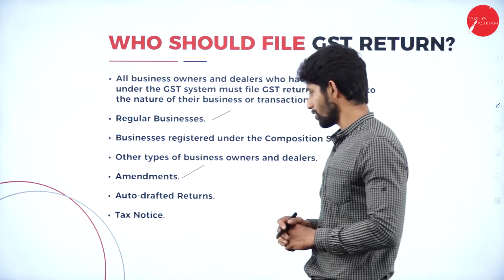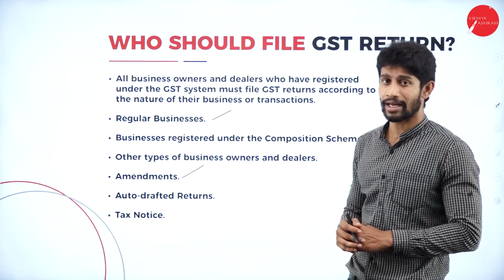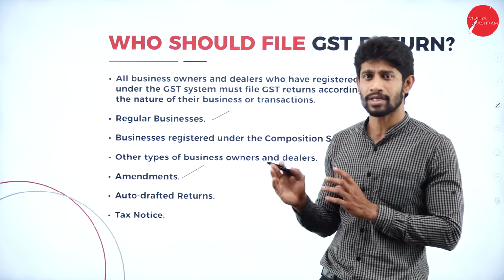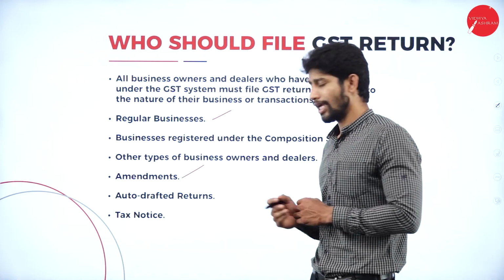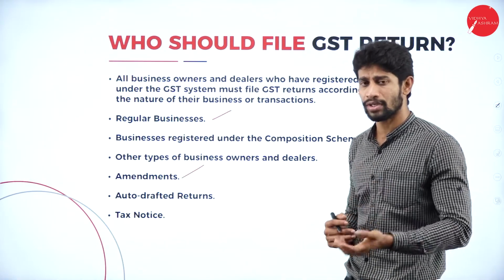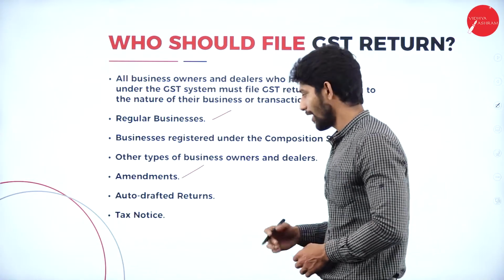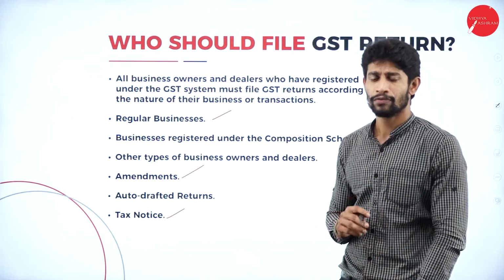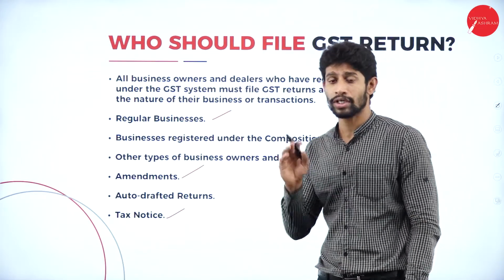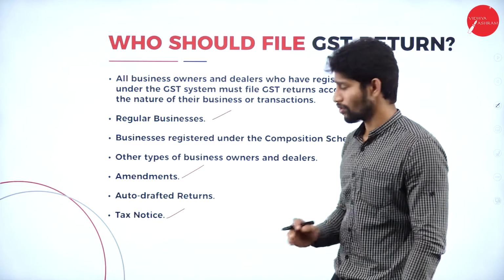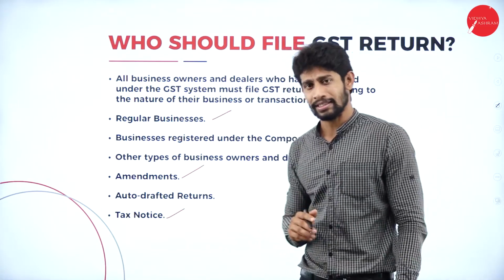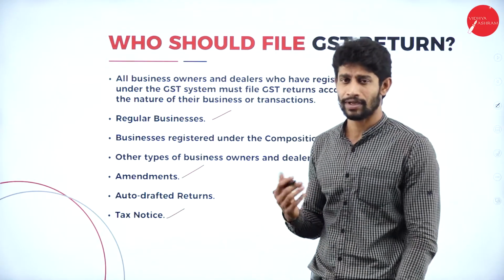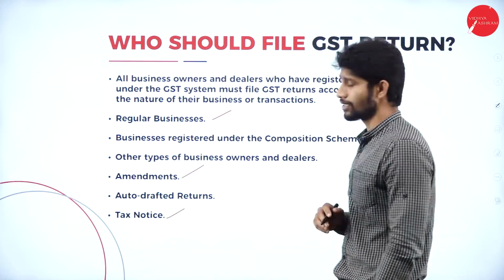Next, auto drafted returns. Returns like GSTR 2A and GSTR 2B are auto drafted, so that every assessee or the business owners or the dealers are going to file. And tax notice. Yes, if the authority is giving a tax notice, a few GSTR returns are meant only for issuing the tax notice, so at that time they can also file the return. So these are all the different types of businesses and transactions where they are going to file the GST return.